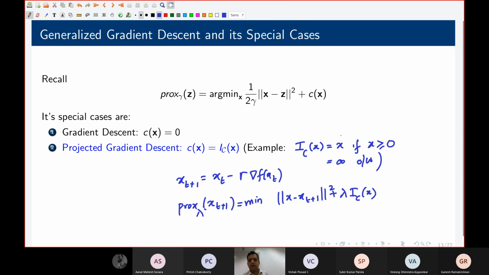Well, the indicator function I talked about in the last class. I'm just saying that if you're in the set C, in this case the set C is just the positive quadrant, then you're doing well. If you're not, then you're doing horribly bad. Horribly bad means infinity. So how do we do that? What will be the solution here? This is the indicator function. What would the prox operation yield?